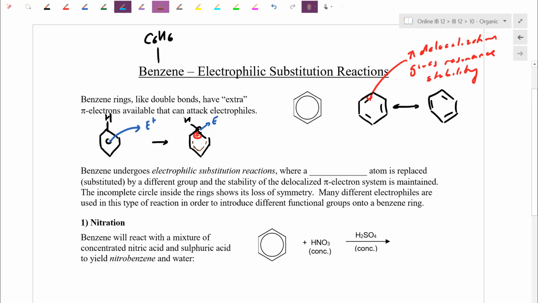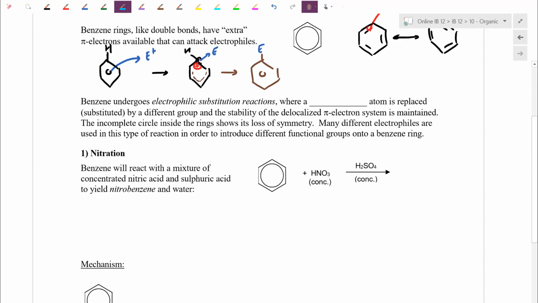I'm going to then lose this hydrogen. So these electrons are going to come back down, and we're going to end up seeing our electrophile has substituted its way onto our benzene ring, and phew, we end up back with that stability. So benzene undergoes a new type of reaction, an electrophilic substitution reaction, where a hydrogen, right, benzene only had C6H6, so if it wasn't for the carbons, the rest of them are just hydrogen. Those ones are substituted by an electrophile.